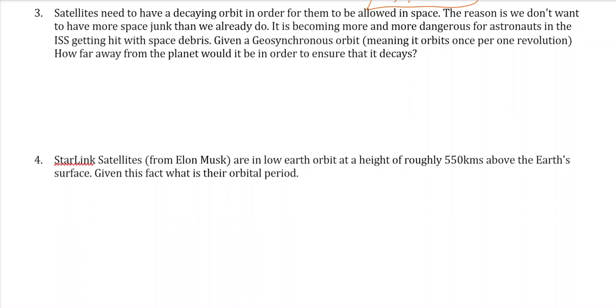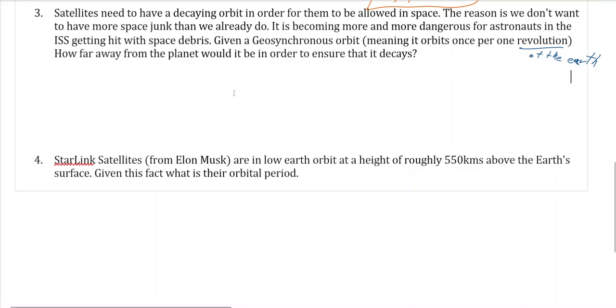Okay, looking at the next one: satellites need to have decaying orbits for them to be allowed in space. The reason is that we don't want more space junk than we already have, because it is becoming more and more dangerous for astronauts on the ISS or on spacewalks, getting hit with space debris. Given a geosynchronous orbit, meaning it orbits once per revolution of the Earth, how far away from the planet would it have to be to ensure that it decays?